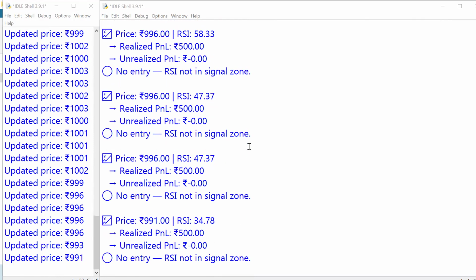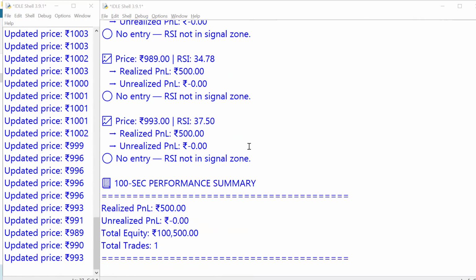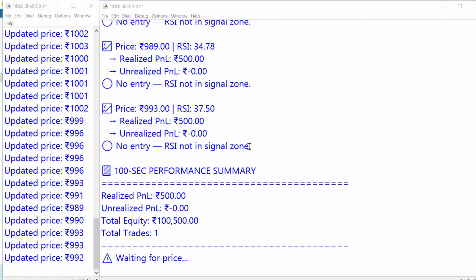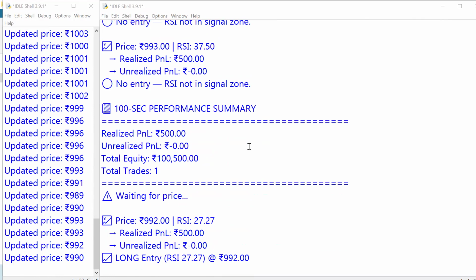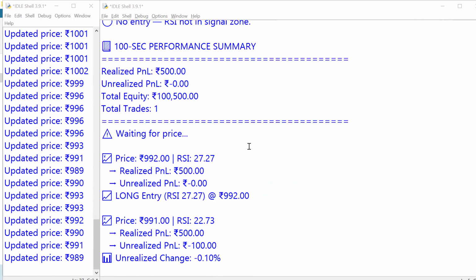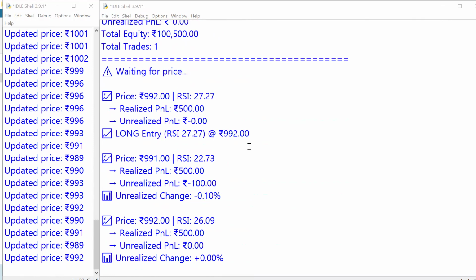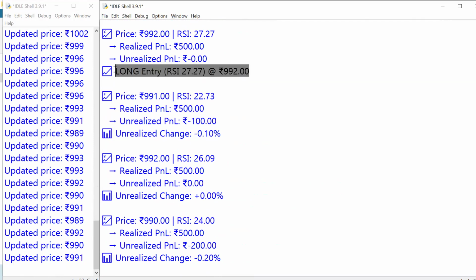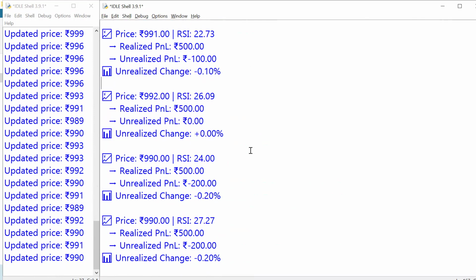The logic is there's no fear, first part. Second part is there's no greed. After the summary, we got one trade, total one trade. RSI is below 27, so it has taken a long trade at 992. You can see here, 992 long trade. The current price is below that, and that's completely okay. Unrealized profit minus 300.